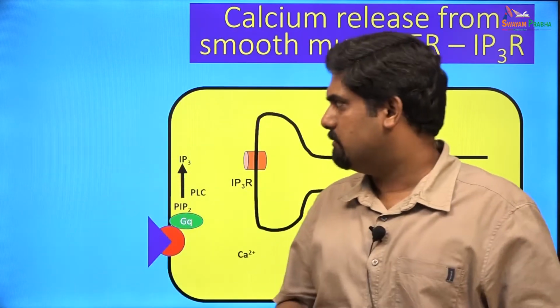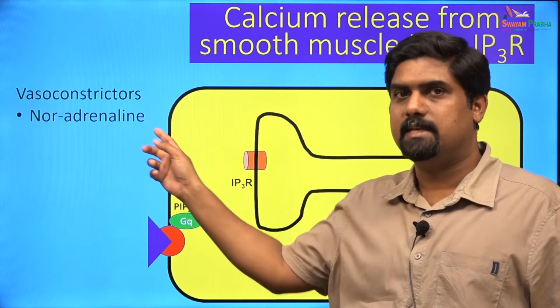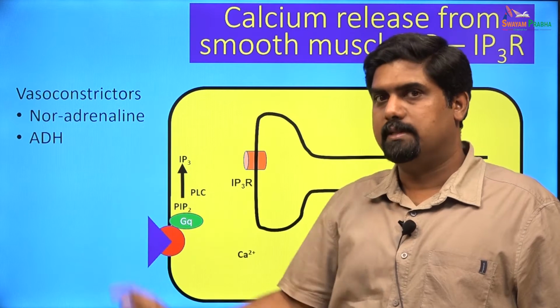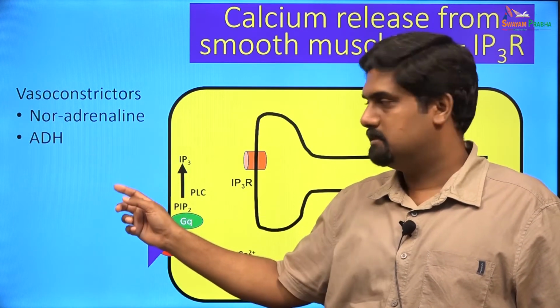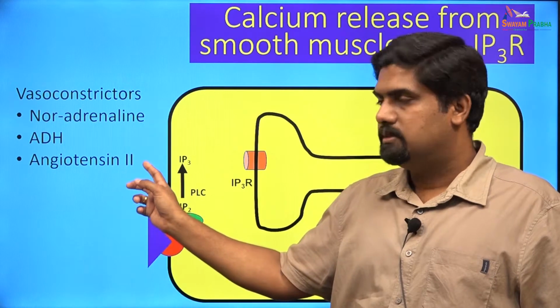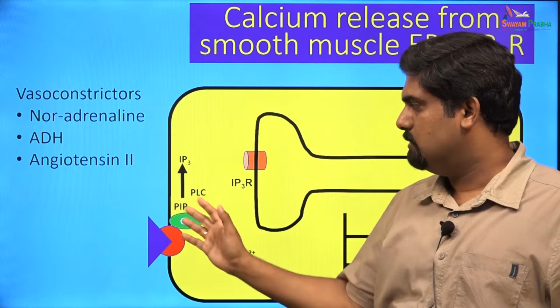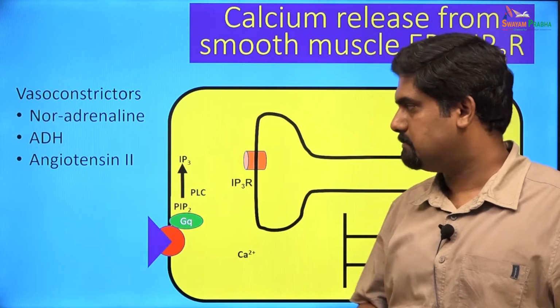So this is the mechanism of action of various vasoconstrictors like noradrenaline, which acts through alpha receptors, ADH or the antidiuretic hormone, or vasopressin, that acts through V1 receptors, and angiotensin II, which acts through angiotensin II receptors. All of these act through this mechanism to cause vascular smooth muscle contraction.